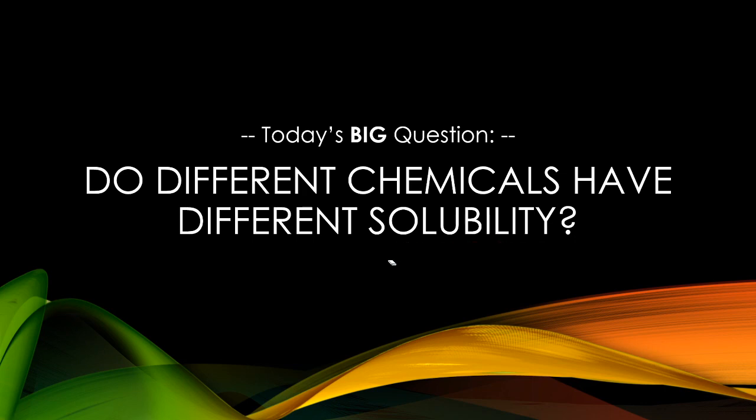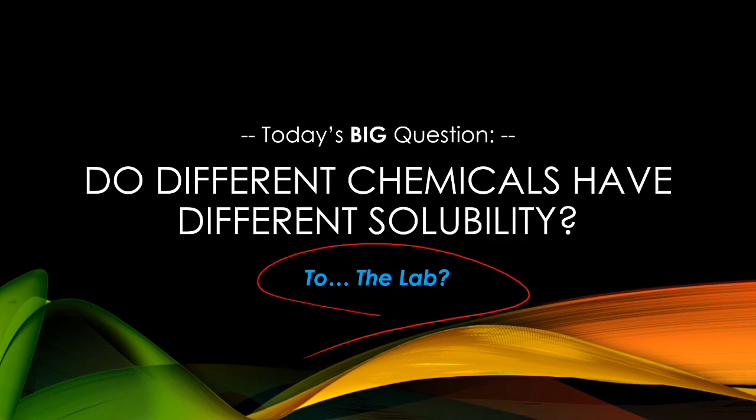Again, we learned that word solubility yesterday. That means, can different chemicals dissolve different amounts in the same amount of water? Like maybe I can only dissolve 1 tablespoon of sugar, but 2 tablespoons of salt. I don't know. Or maybe they're all the same. To find that out, we're going to go to, oh, wait a minute, not Crash Course. We're going to go to the lab. We have no Crash Course video for today.